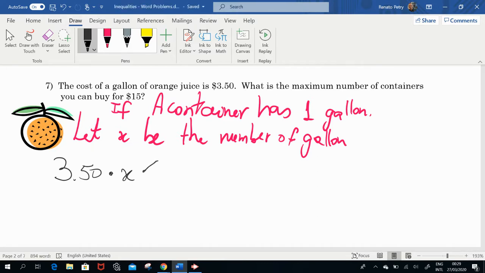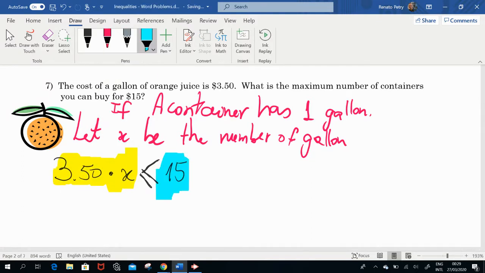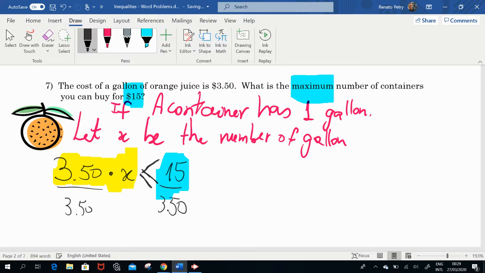So this has to be less or equal to 15, because I can't spend more than $15. All of what I spend here has to be less than the $15 I have, because this is the maximum I can buy. So this is quite easy. I just have to divide by 3.50. And then, of course, I can go to my calculator.